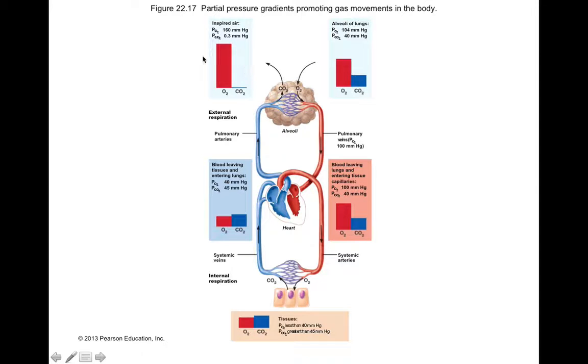So if we look here, we see that inspired air, this is air from the atmosphere, has about 160 millimeters of mercury of oxygen and only about 0.3 millimeters of mercury of CO2. So carbon dioxide concentrations are fairly low in Earth's atmosphere. It's less than 1% or so. Oxygen concentrations are higher in Earth's atmosphere because there are organisms on this planet that make oxygen, right? And they actually keep the concentration of oxygen high in our atmosphere, and we're dependent on that for our survival.